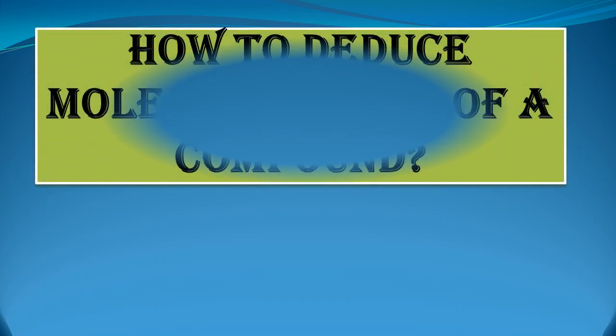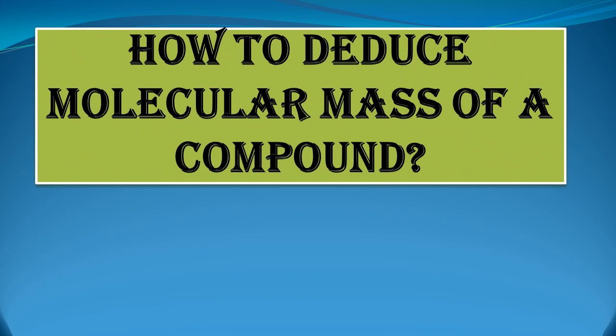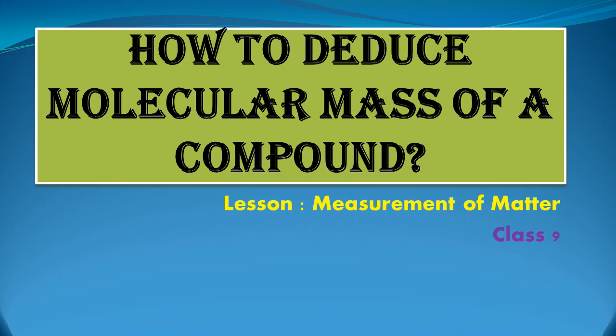Welcome everyone. Our topic today is how to reduce the molecular mass of a compound. This is from the lesson Measurement of Matter for class 9. Now let's understand this.